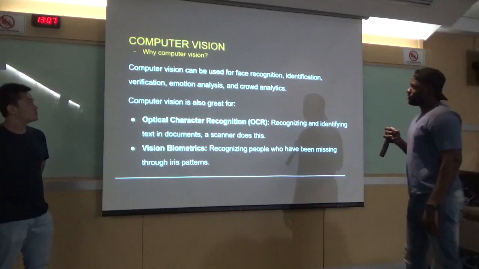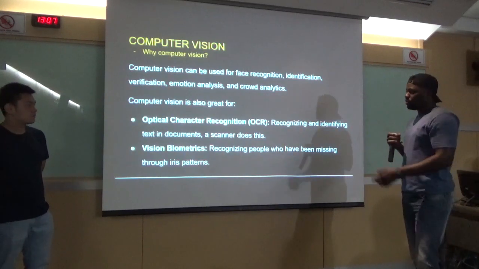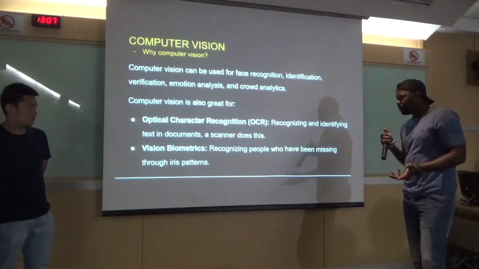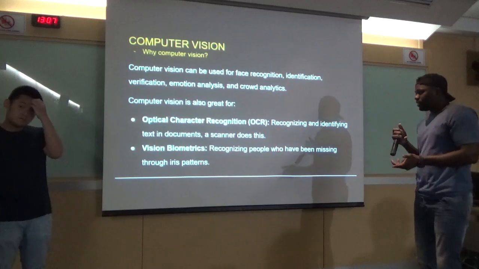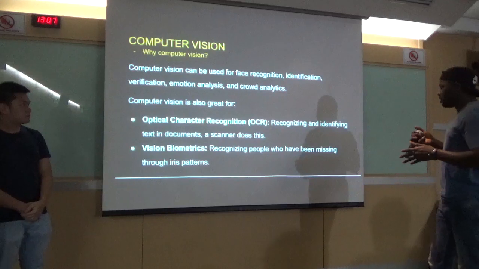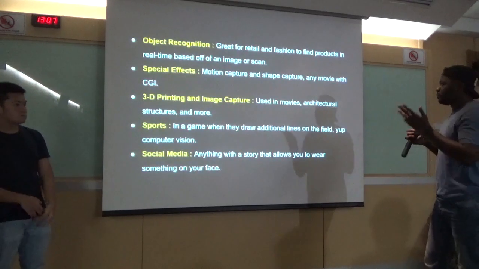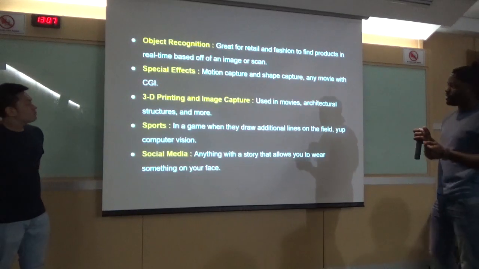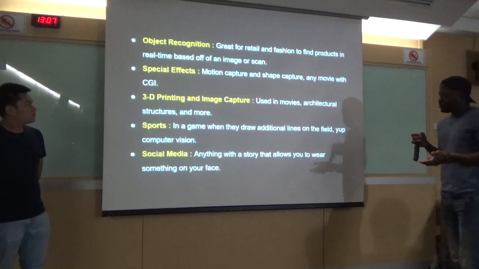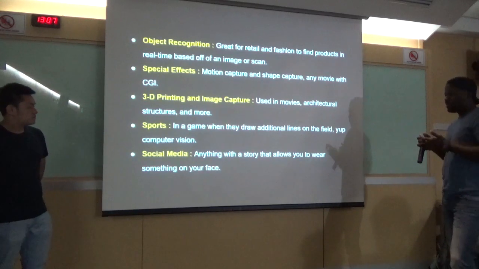So why computer vision? Computer vision helps in many ways. For example, optical character recognition, vision biometrics, reading text from documents, scanners, etc. Also object recognition and spatial effects, for example in movies, sports, and social media, anything that allows you to wear something virtually.